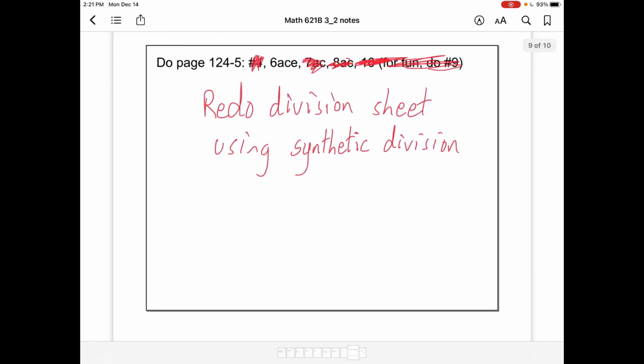That brings me to the suggested practice for this. I think the best thing for you to do is just redo the division sheet using synthetic division rather than long division. So that would be the same sheet that you did yesterday. Maybe you just want to do the odd ones. Maybe you want to do the even ones if you didn't do the evens yesterday. Or maybe you want to do them all. If you're looking for some more in the book, you could check out 6ACE on 124 to 5. But today's real topic is just to get some familiarity with synthetic division.